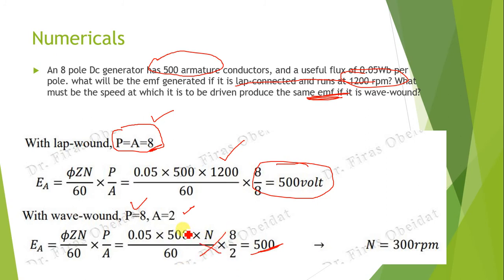60 into 8, that is 0.5 into 500 into 2 into N divided by 60 into 8 would give you 500, which is equivalent to 500. So some x into N is equal to 500. What should be x? That is what we have to find out. So the N value is 300 rpm.